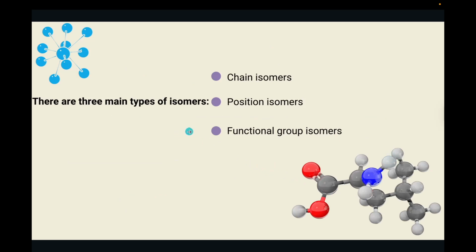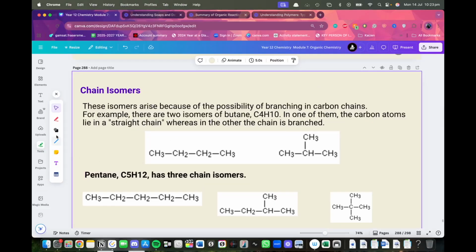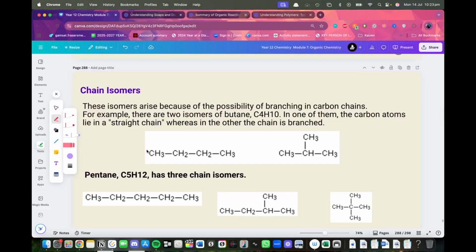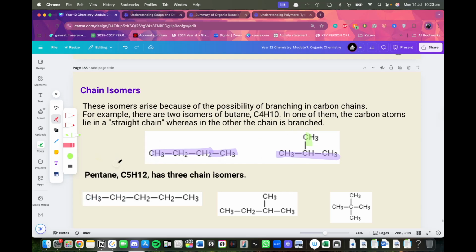Now, there's three main types of isomers. There's chain isomers, position isomers, and functional group isomers. So chain isomers are isomers because the chain has actually changed structure. So here we have 1, 2, 3, 4. So I'll actually highlight this and show you guys. So we have 4 in a straight line, whereas here we have 3 in a straight line, and we have a branch that comes out the side. This is a chain isomer. So pentane has 3 chain isomers. It can be either this form, or this form.